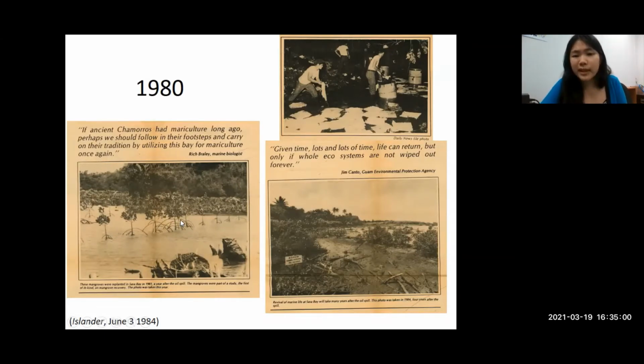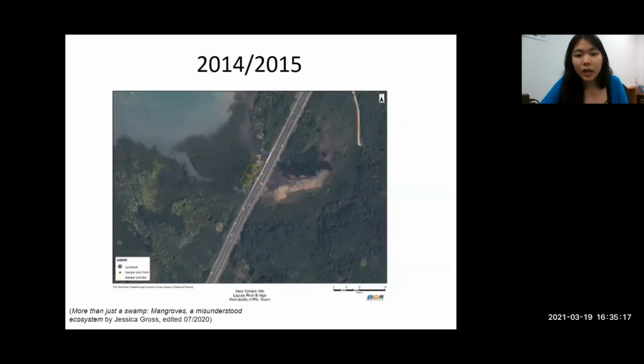There also was a mariculture investigation into this area. Scientists introduced some oysters to see if they could grow and provide aquaculture and food. It seems like the project didn't take off, but there have been various projects in this area. Jessica Gross also did a planting project in these 3 plots around the same area where that oil spill happened, and it was pretty successful growth.